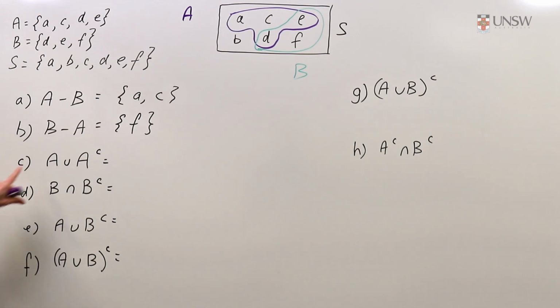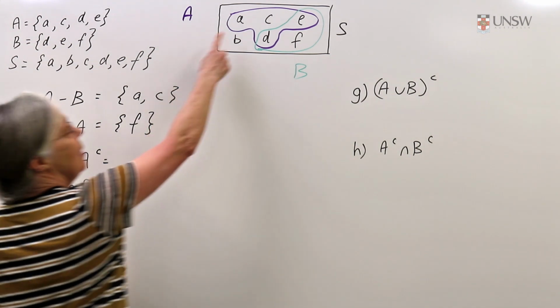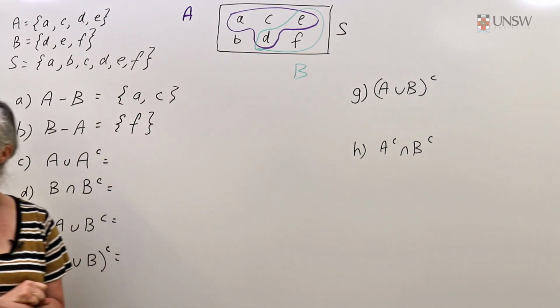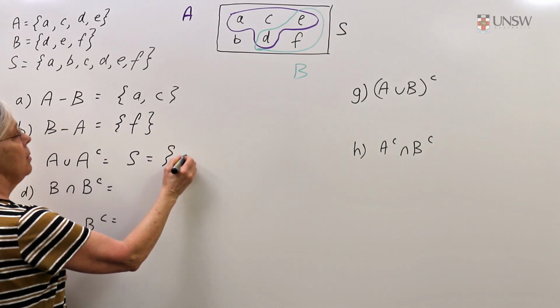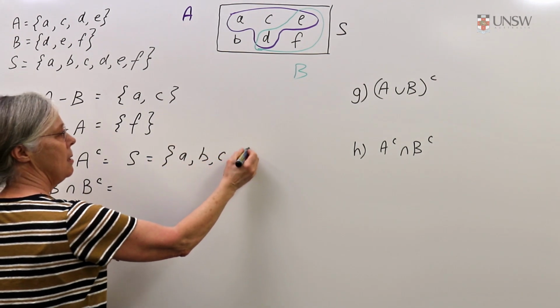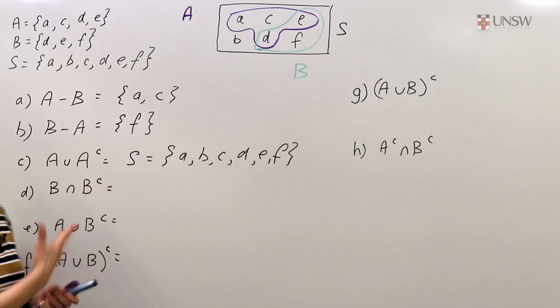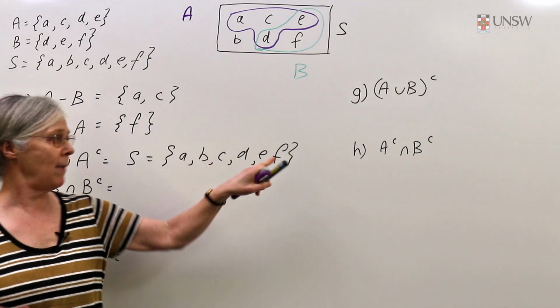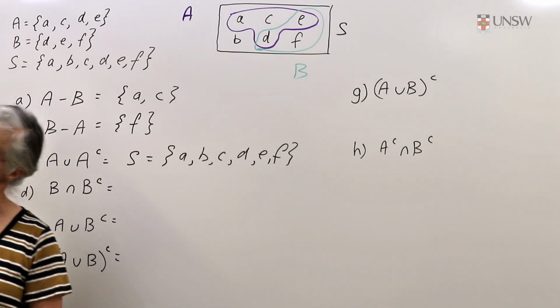Okay. The next thing we want is A union A complement. So A, everything in A, union everything not in A. Everything in purple, union everything not in purple. So that's going to be the whole of our universal set S, which is A, B, C, D, E and F. And you can write it either way, as S or as our set braces with the elements A up to F. Okay, so that was fairly quick.